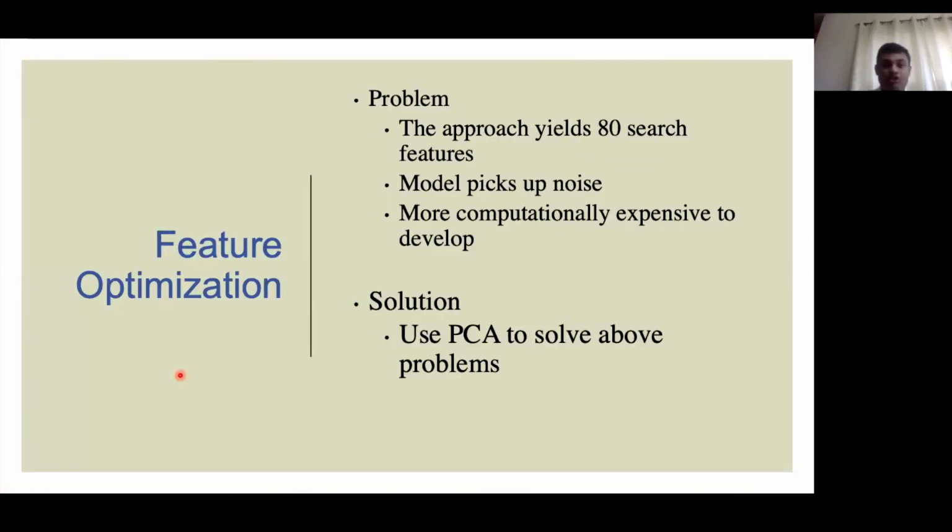However, this approach will lead to over 80 features from search alone, as we said earlier, and even more from population dynamics. And this will cause the model to pick up on noise as opposed to the actual patterns of the dataset, and will make it very computationally expensive to train. To solve these problems, we use principal components analysis to determine the optimal amount of features to successfully predict the number of foodborne illness cases 4 days from when the model is used.